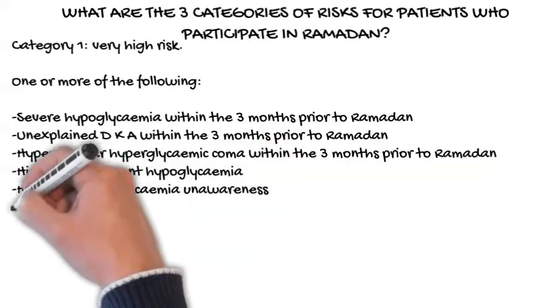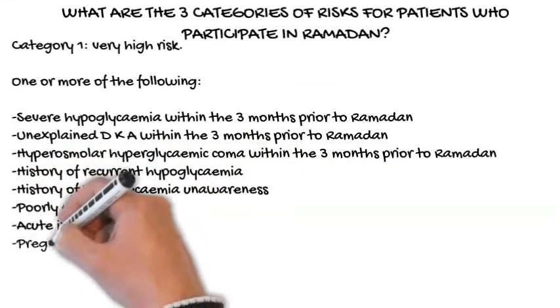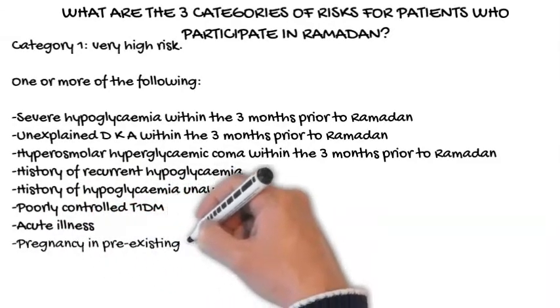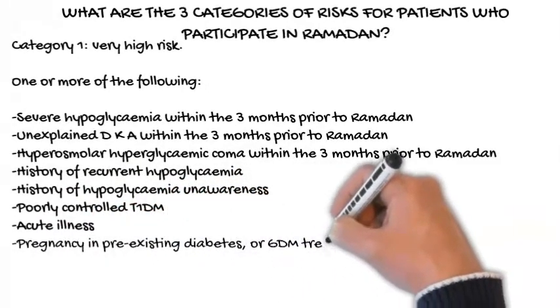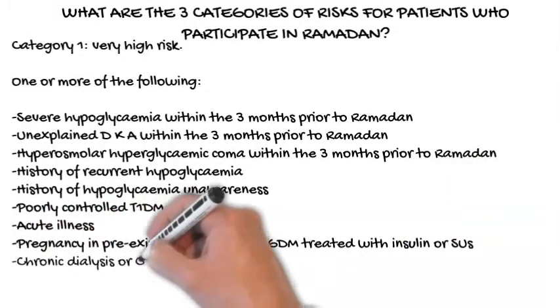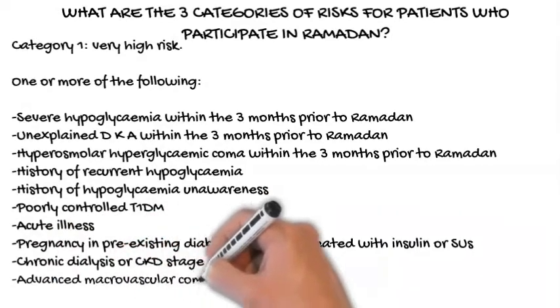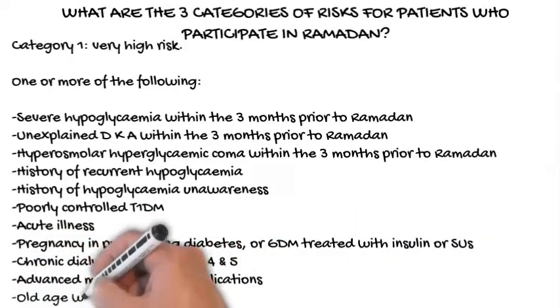Poorly controlled T1DM. Acute illness. Pregnancy in pre-existing diabetes, or GDM treated with insulin or SUs. Chronic dialysis or CKD stage 4 and 5. Advanced macrovascular complications. Old age with ill health.